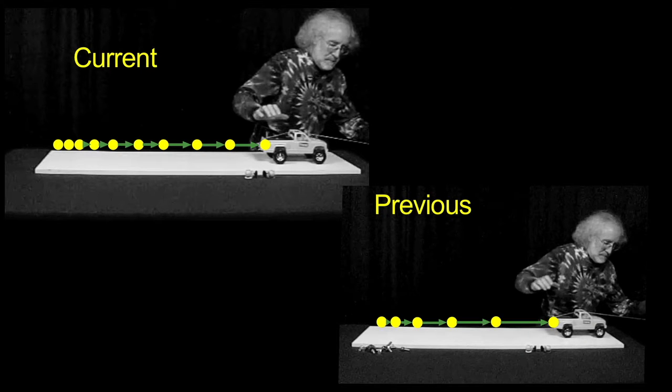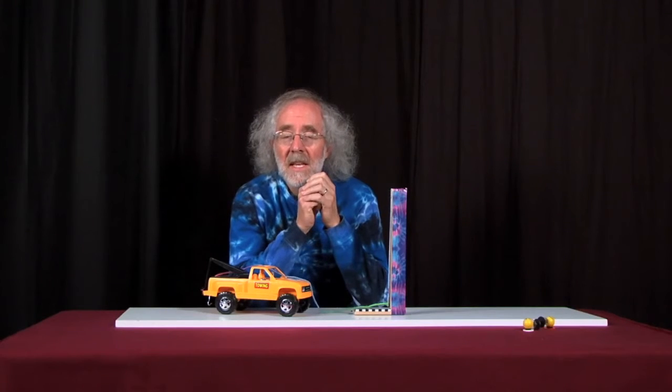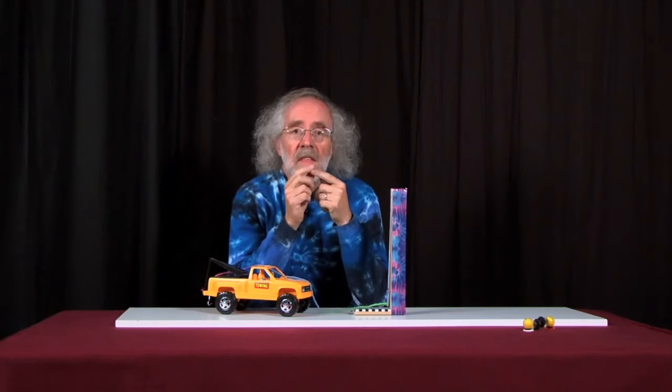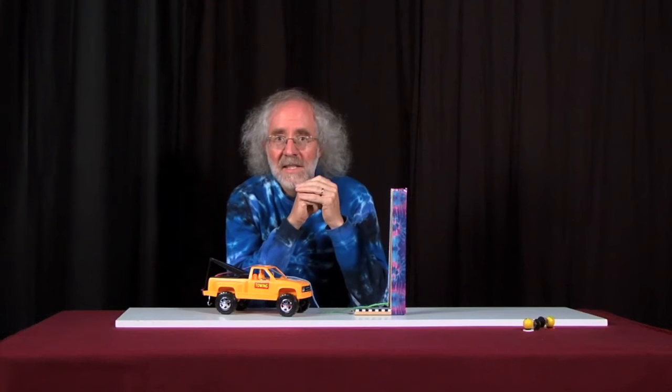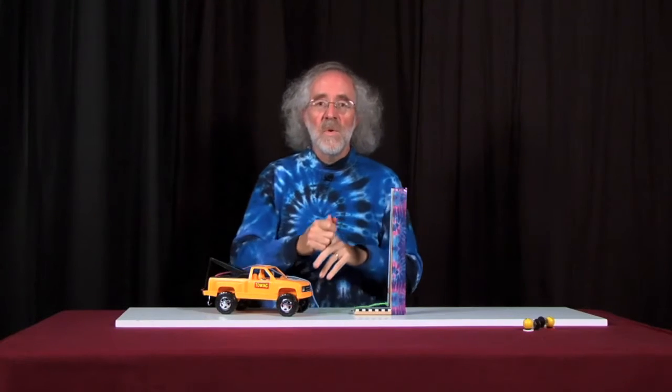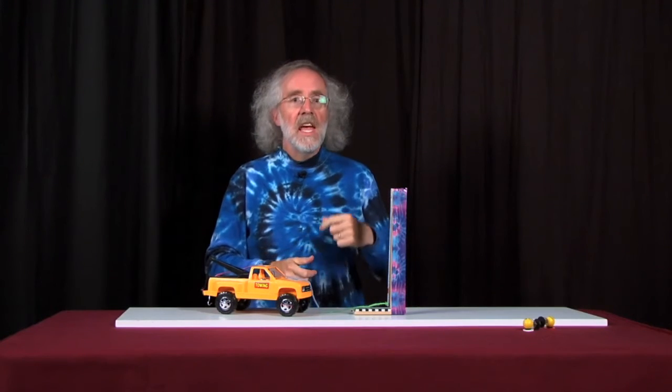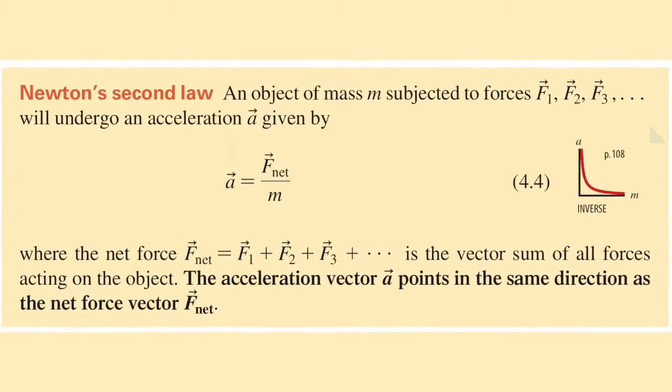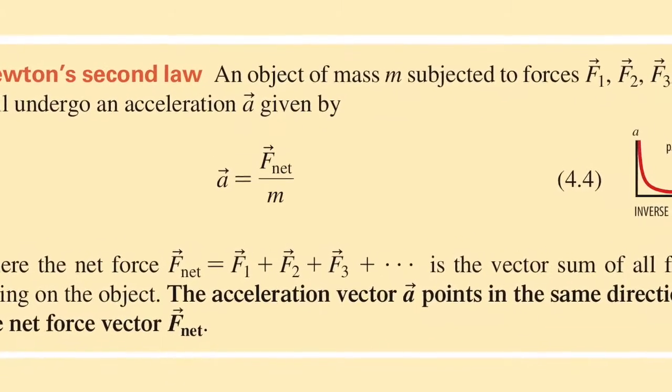Let's put the pieces together of these experiments that we did. It turns out that if I apply a constant force, I get a constant acceleration. If I increase the force, I get a larger acceleration. If I increase the mass, I get a smaller acceleration. If we put all these together, we get what's known as Newton's second law.